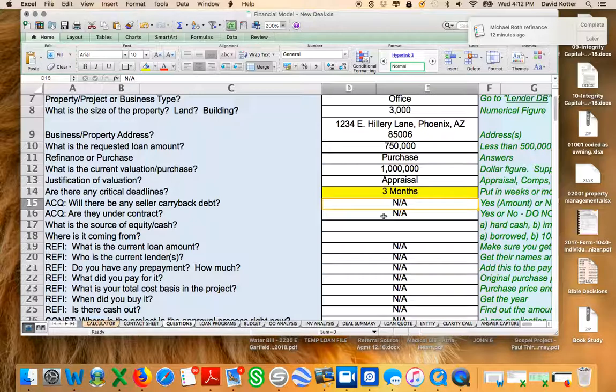If it is an acquisition, then we want to know, will there be a seller carryback? Meaning, will the seller carry back a loan? Maybe the purchase price is $1 million and the seller is going to carry back $100,000. So you'll put the amount, so it's yes and $100,000. You might even think about putting some of the terms. It's a 5-year term or something.